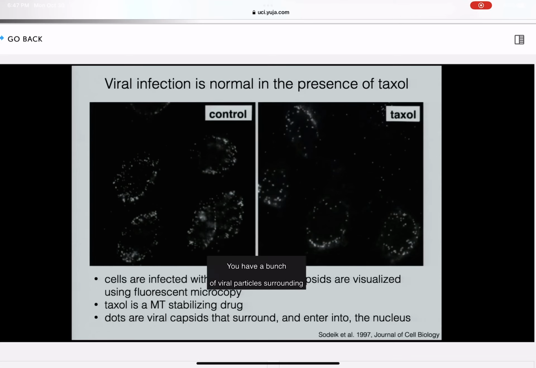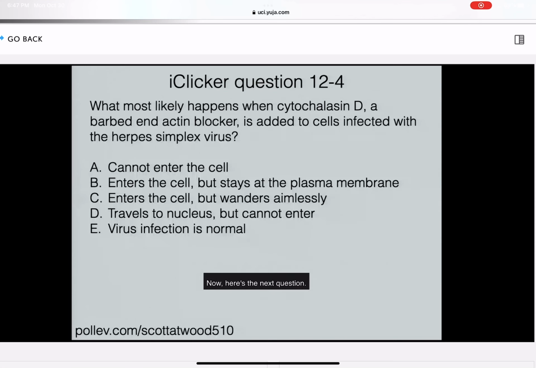Okay, and so here it is, viral infection in the presence of Taxol. So this is the nucleus. You have a bunch of viral particles surrounding the nucleus of all these cells. And then here, when you add Taxol, and then you ask whether these little viruses can actually get to the nucleus, they can. They're still surrounding the nucleus in this case, okay? And so Taxol won't abolish the ability of these capsids to traffic to the nucleus.